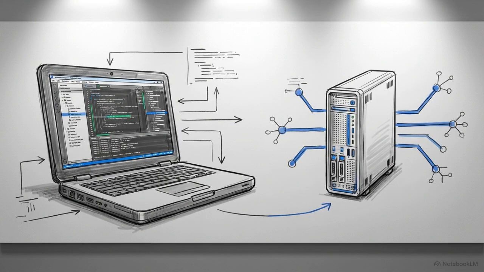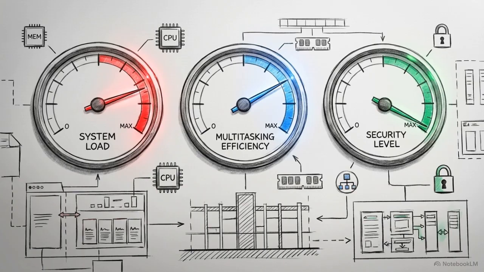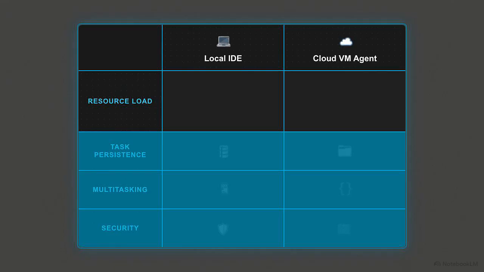We need to evaluate the strict operational trade-offs of moving your core project logic to a cloud VM. By weighing the metrics of resource load, multitasking, and security, we can determine if a hybrid workflow solves the hardware constraints of the solo developer. This comparison matrix establishes the evaluation framework needed to objectively weigh the operational costs of local versus cloud workflows.